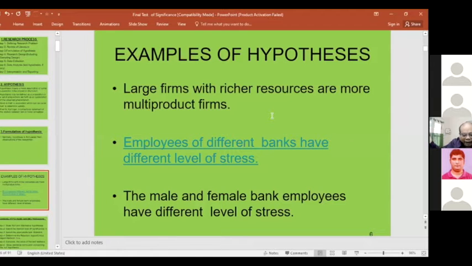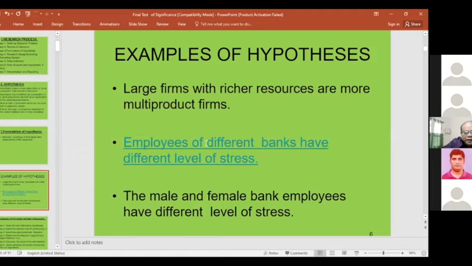We collected from Barak Valley, around so many banks, I can't remember exactly, as many banks as possible. Then their mean stress scores were compared, and it was found that there was a significant difference in the stress level of the employees from bank to bank. And we also calculated which bank has the lowest stress level.